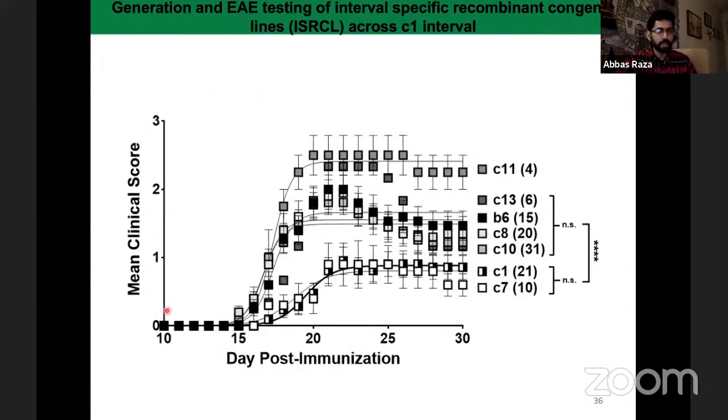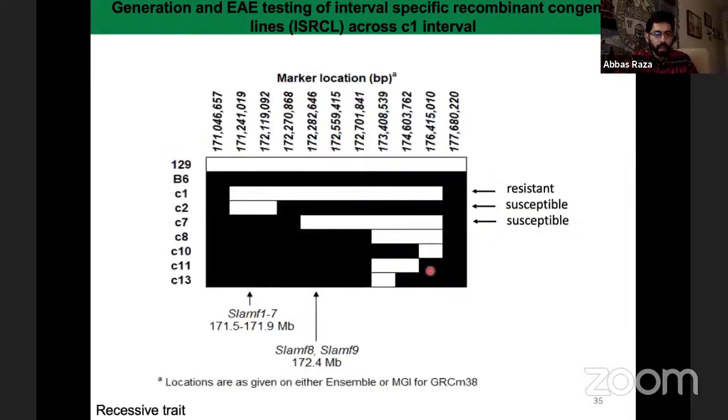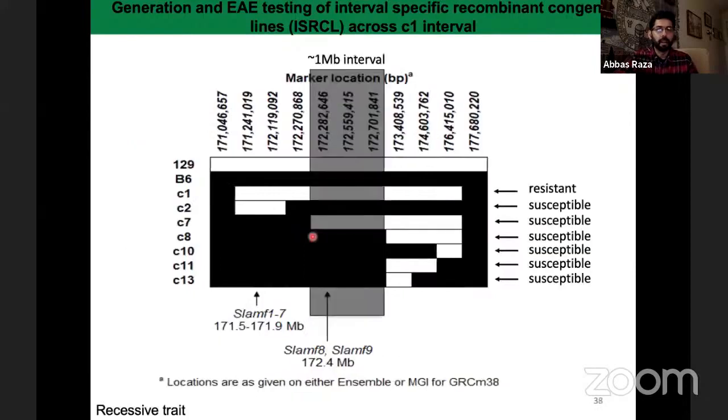If you look at the EA disease with respect to time, C1 and C7 are resistant, suggesting the locus lies somewhere here in the C7. But in C8, you lose the phenotype, and also in C10, C13, and C11. So going back again, if you lose the phenotype in C8, 10, 11, 13, this suggests the region that has the gene for this phenotype lies somewhere here. So this is also highlighted here.